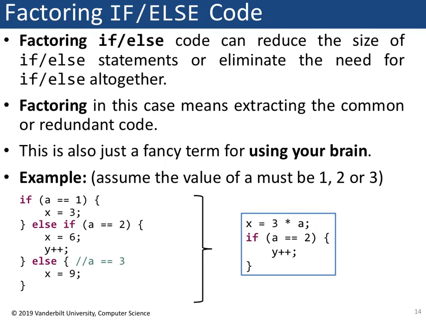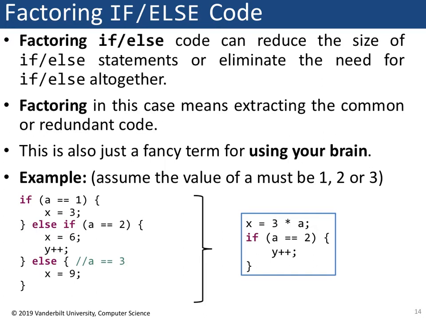So in the if statement that follows, we test to see if a is equal to 1, if a is equal to 2, and if it's equal to neither of those, then we use an else, because a must be 1, 2, or 3. So in the else, we assume that a must be equal to 3, and therefore we will assign x to 9. So understand the functionality here. Apparently, no one told us what this does.